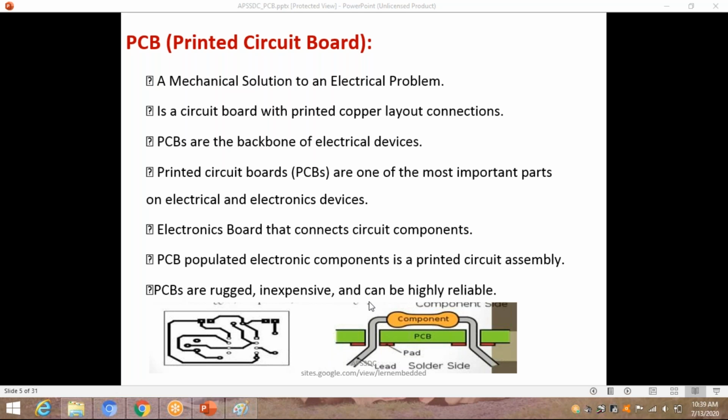The last point says they are inexpensive and can be highly reliable. I will show you some of the pictures at the end of the class, which show why we have adopted the PCB rather than using a breadboard and other boards.